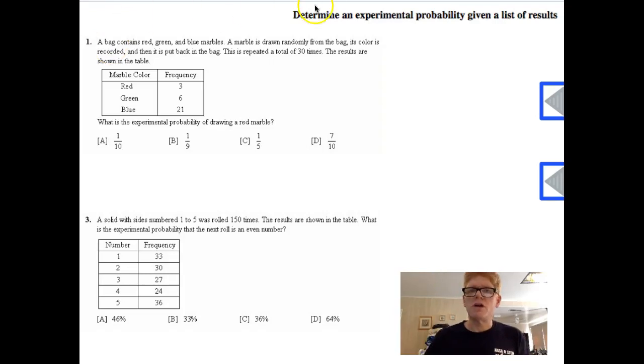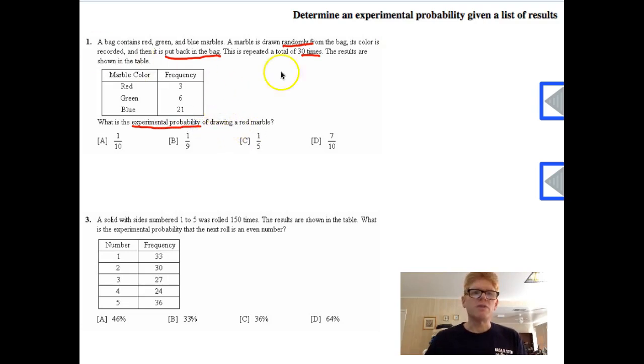In this tutorial, we'll talk about experimental probability versus theoretical probability and how to determine experimental probability from a list of results. Our first problem reads, a bag contains red, green, and blue marbles. A marble is drawn randomly from the bag. Its color is recorded and then it is put back in the bag. This is repeated a total of 30 times. The results are shown in the table. Question is, what is the experimental probability of drawing a red marble?